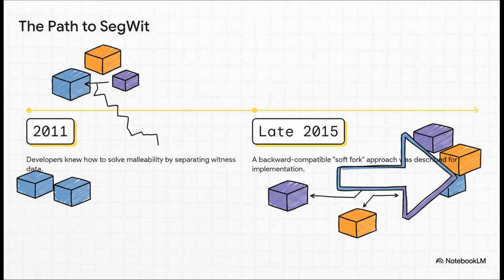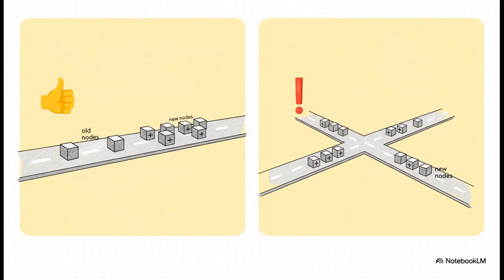And what's really interesting is that this wasn't a new idea. Developers had been kicking around this potential solution since as early as 2011. The real hang-up, the real challenge, was how to roll it out without breaking the entire network. The big breakthrough came in late 2015 with a plan to implement SegWit as a soft fork, basically a backward-compatible upgrade. And that choice was absolutely critical.